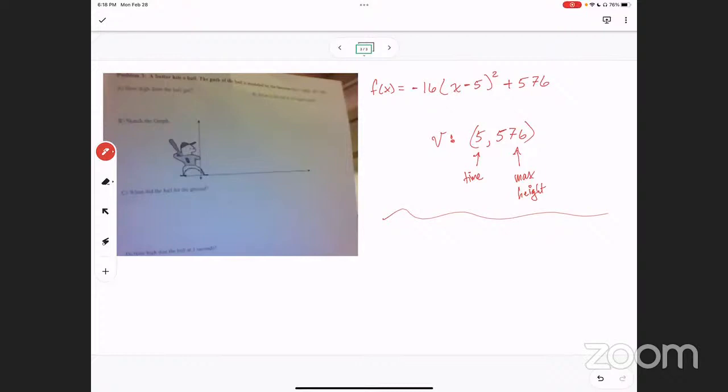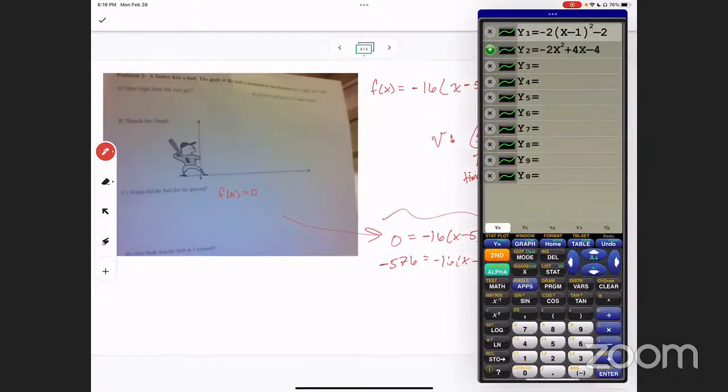So how do I do that? You draw the parabola of where it leaves. This is f of x equals 0 for when does the ball hit the ground. So I'm going to plug 0 in for f of x, and I'm going to solve just like I did the other ones. Okay. So subtract 576. Divide 576 by 16.